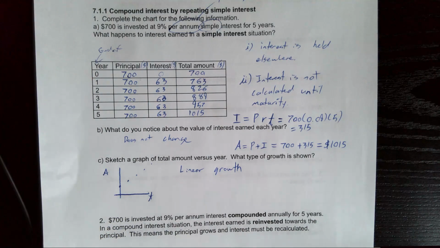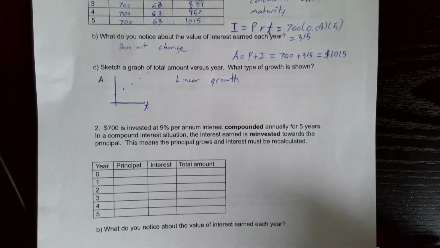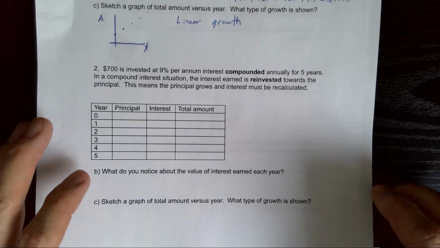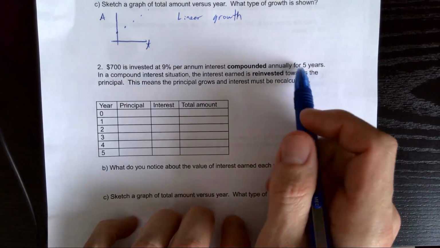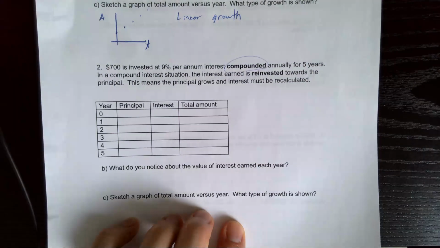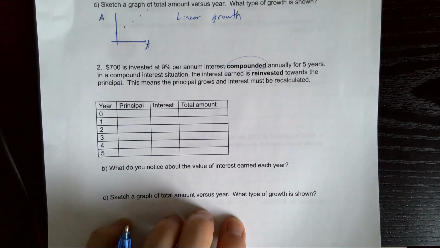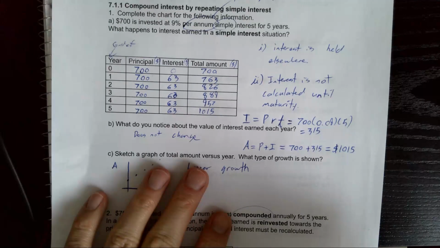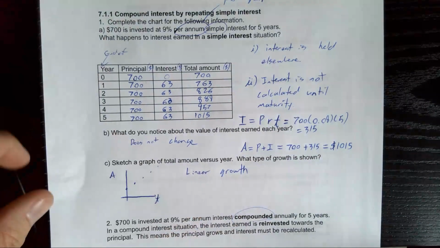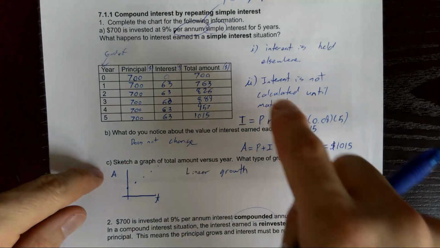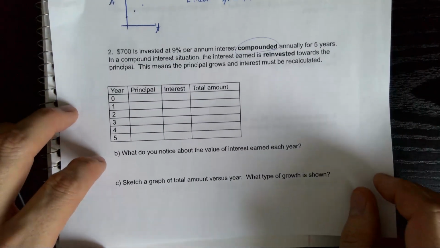Okay. So let's look at something called compounding here. In question number 2, we say $700 is invested at 9% per annum annually for 5 years. Everything looks about the same, except we have this word compounded. It says in a compound interest situation, the interest earned is reinvested towards the principal. So we don't just take this interest and put it somewhere else and don't let it grow. We're actually going to reinvest it towards our principal. So our principal is going to grow. And this means it's not as easy to jump to the end and just perform one calculation. We'll figure out how to do that very quickly.